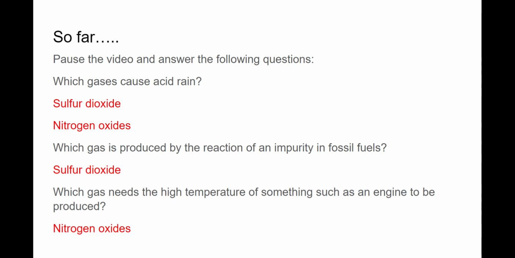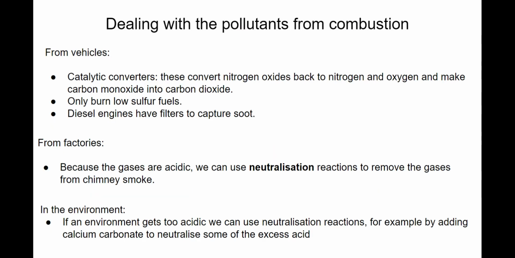And here's your answers. So, the gases that cause acid rain are sulfur dioxide and nitrogen oxides. The gas produced by the reaction of an impurity in fossil fuels is sulfur dioxide. And the gas that needs the high temperature of something such as an engine to be produced is nitrogen oxides. They're also produced in lightning strikes as well, actually. But anyway, that's not relevant to the topic.